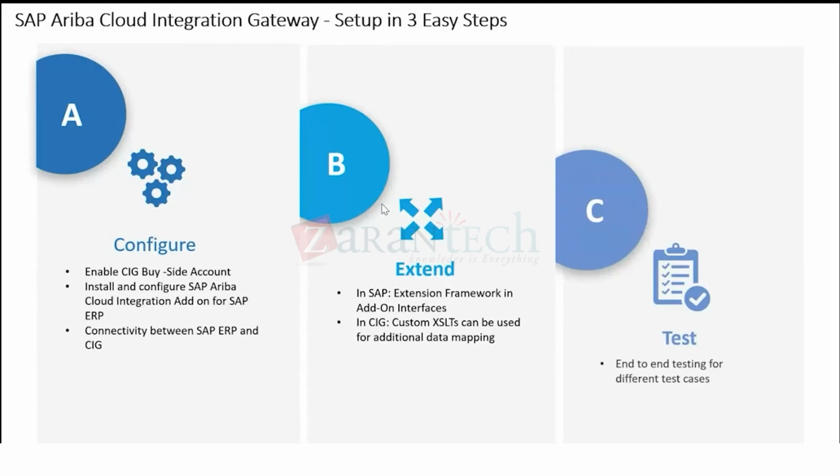And in case some extension is needed, then the extension is provided by Ariba CIG. On the SAP side, you have the BADI provided to enhance your interface. And on Ariba CIG, you have the custom mapping tool that is also available. And you also have the test central using which you can test your integration cycle. So basically, this is just a high level setup. But if you go inside, there are sub steps that you have to configure while integrating this solution.